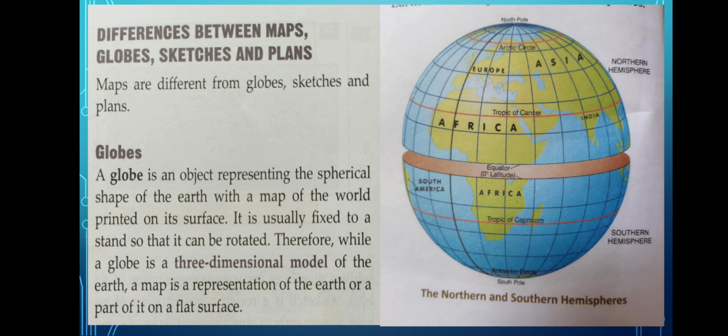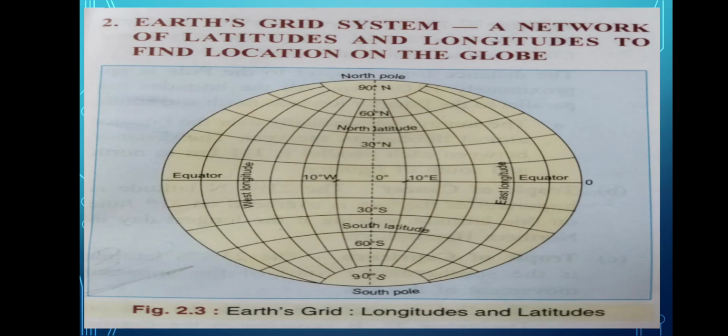For example, continents, and basically we use longitudes and latitudes to measure time and weather also. This is the information about the globe. And you can also see this Earth's grid system, a network of latitudes and longitudes to find location on the globe.